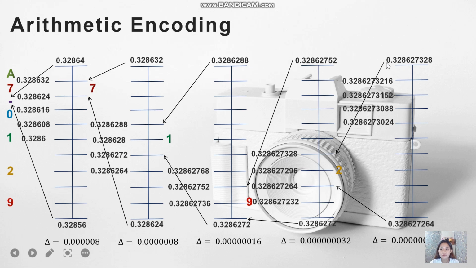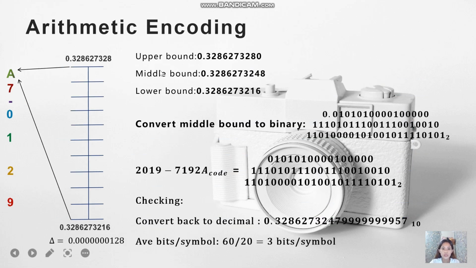So for the end of our file, we have here 0.328627328 for the A, upper boundary, and 0.32862732216 for the lower boundary. So we got the upper boundary here and lower boundary. In order for us to get the binary code for my ID number, we are going to add both upper boundary and lower boundary and then divide it by 2.